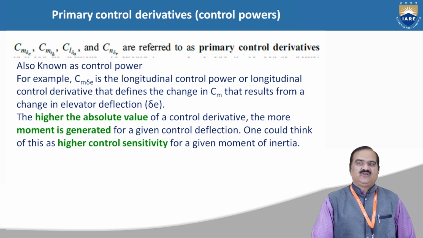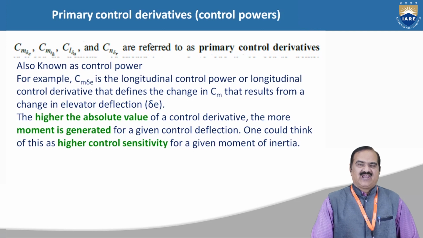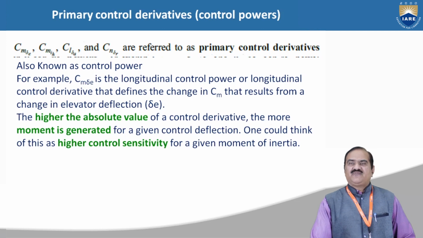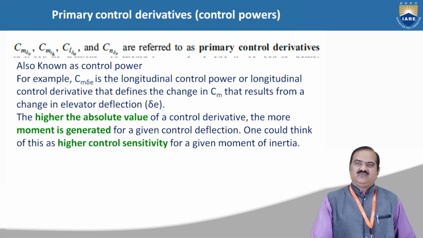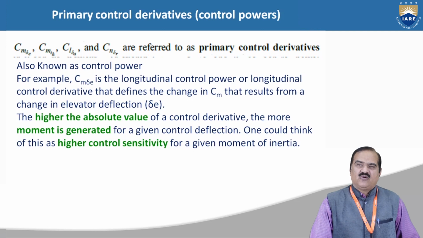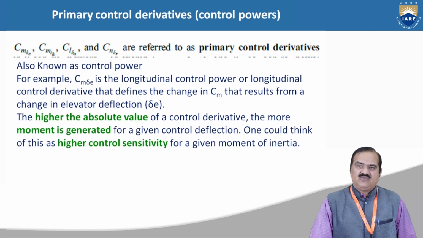The higher the absolute value of a control derivative, the more moment is generated for a given control deflection. One could think of this as a higher control sensitivity for a given moment of inertia. So if the value of Cm delta E is large, then it is a higher control sensitivity. It means it generates more moment, and the direction, if it is negative, then it is a statically stable condition.